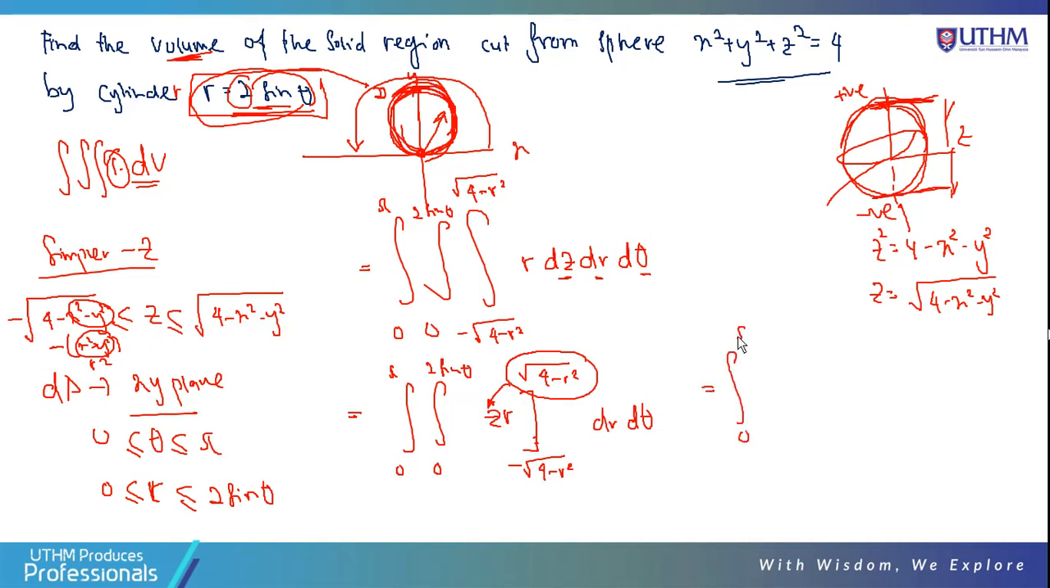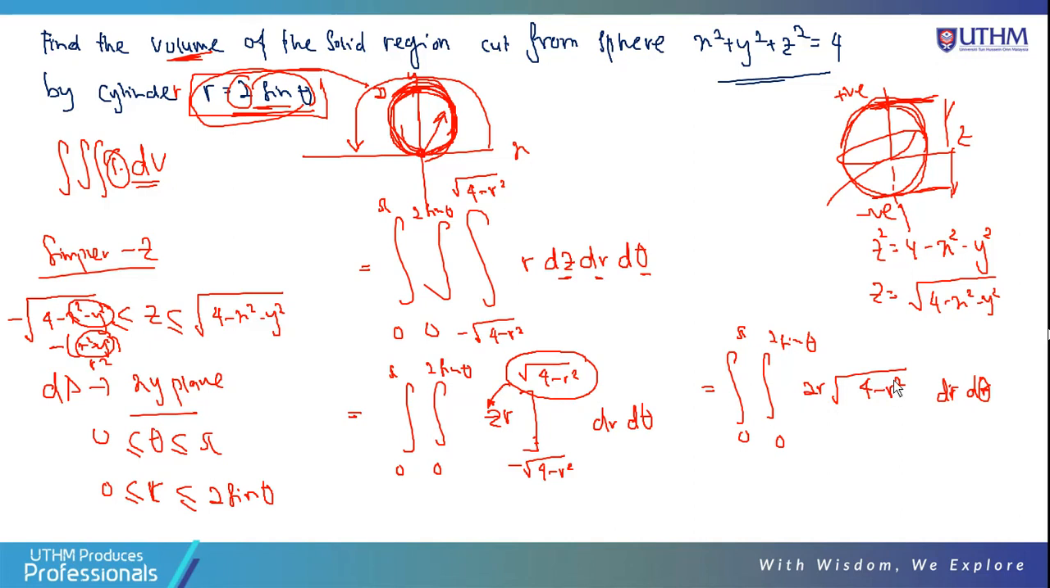The integral from 0 to pi, 0 to 2 sin theta. So I get the answer as 2r times the square root of 4 minus r squared, dr d theta. And then this one you need to integrate with respect to r. Okay, with respect to r. So how do we integrate here?